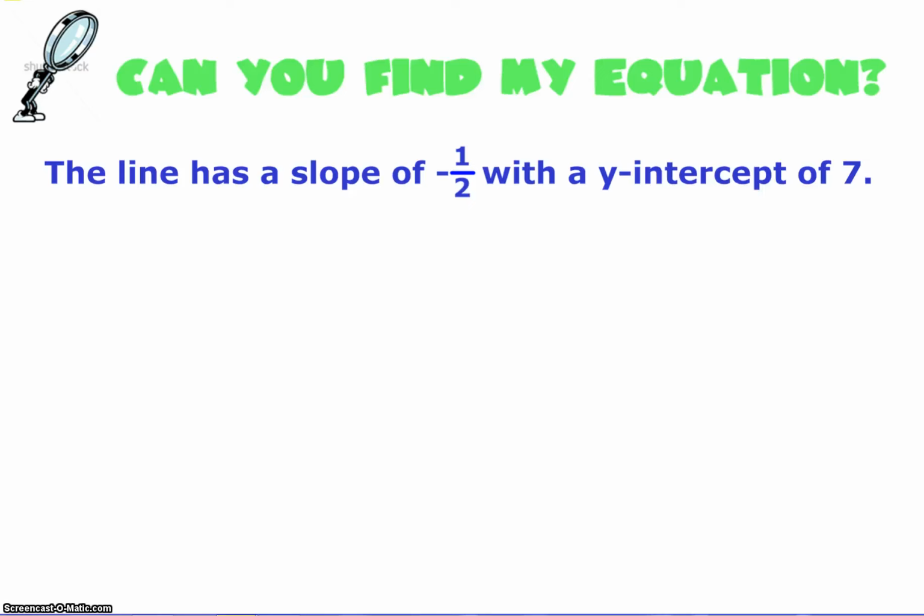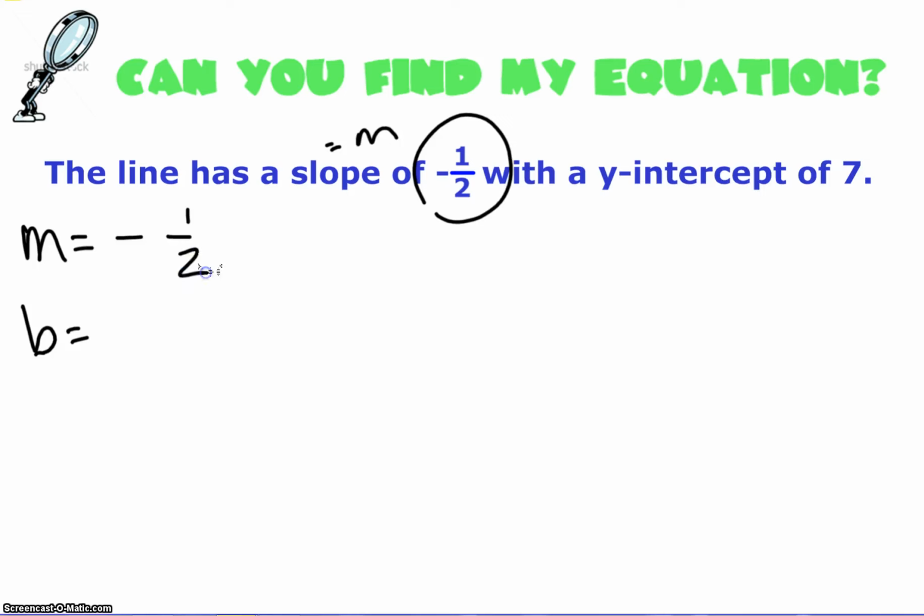Now is where it's going to get a little different. It says the line has a slope of -1/2 with a y-intercept of 7. We know that we need an m and we need a b in order to write our equation. We know that slope equals m, so what is our slope? -1/2. And we know y-intercept equals b, so our y-intercept is 7.